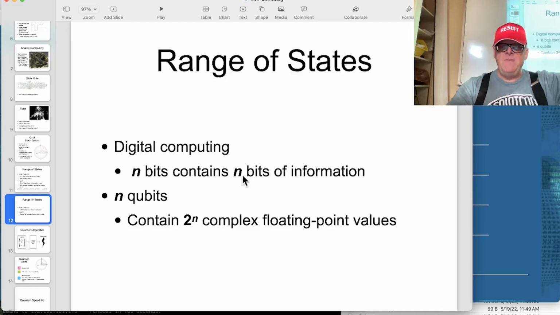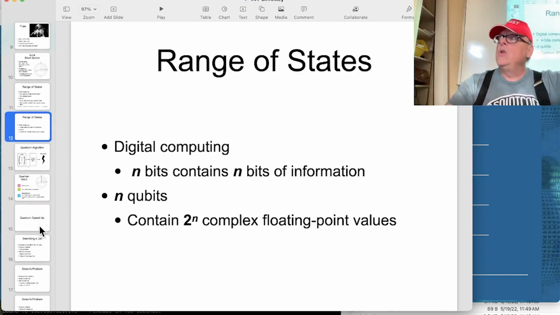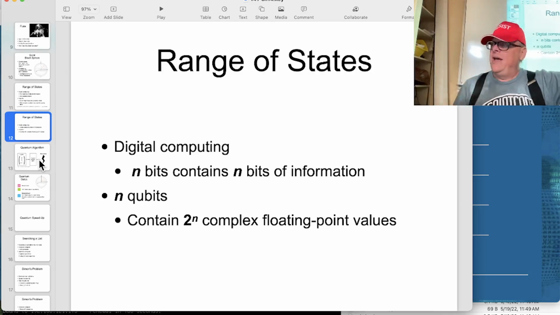So in digital computing, n bits have n bits of information. In qubits, it contains 2 to the n complex floating point values. That's one way people explain it. Anyway, it has a whole lot of extra information. Now, the issue, of course, is how precise is the qubit, and that will have to do with the noise level of the hardware, and that's what limits current qubits.